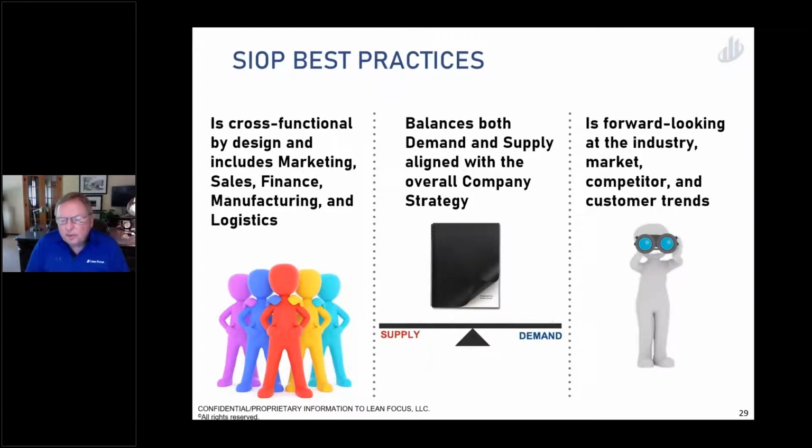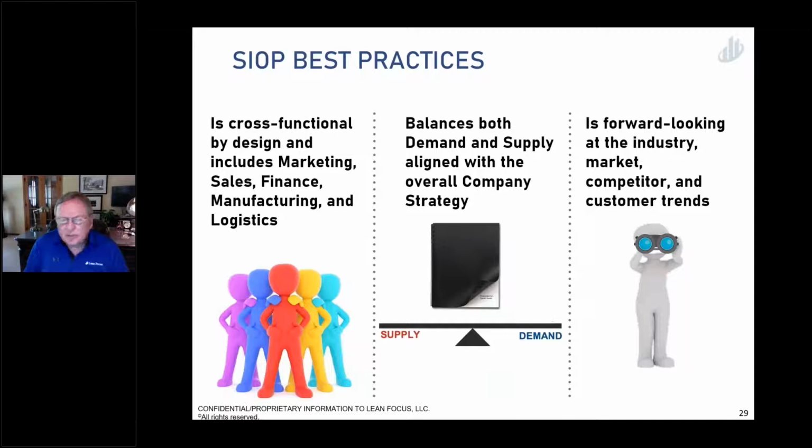So if you go through this process, you've got to look at where you're at, and every business, every company is in a slightly different place. You need to ask yourself certain questions. Do you have a cross-functional team by design that includes all the players that need to be there?